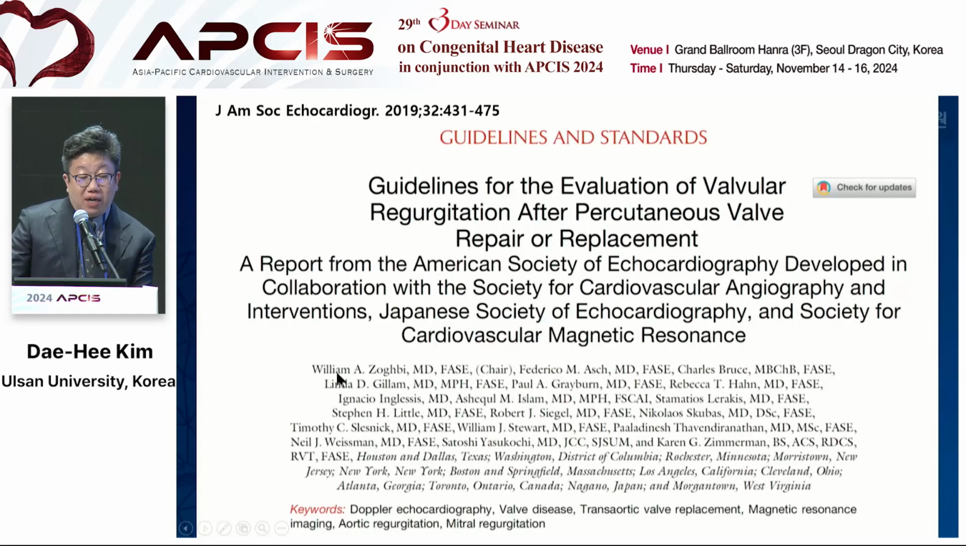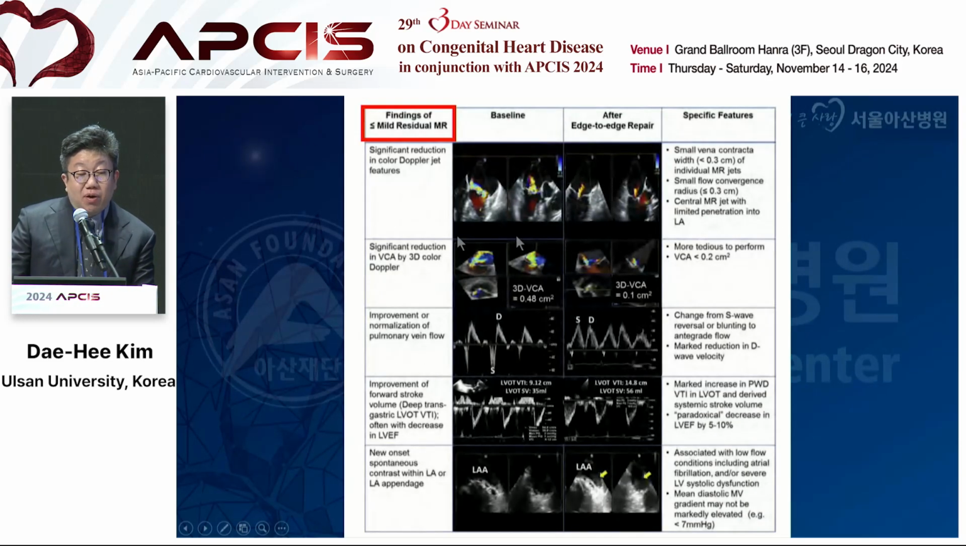But let me show some guidelines from the American Society of Echocardiography, the guideline of standard evaluation of valvular regurgitation after percutaneous valve repair or replacement. The finding of mild or less than mild MR after TEER, something like that. We have to evaluate these parameters: vena contracta width at the PISA radius less than 3 millimeter, and usually the pulmonary vein improvement is the most important thing I will talk about later.